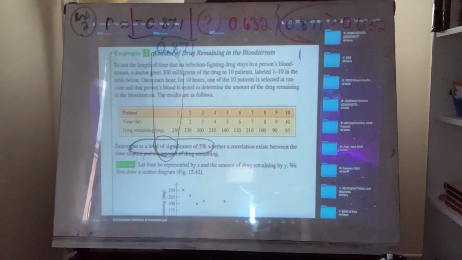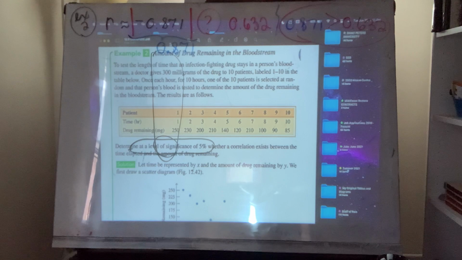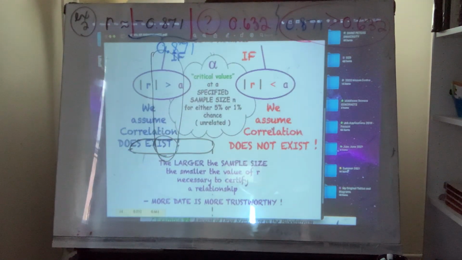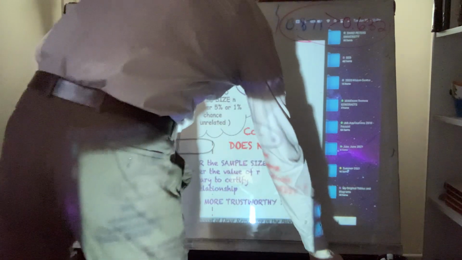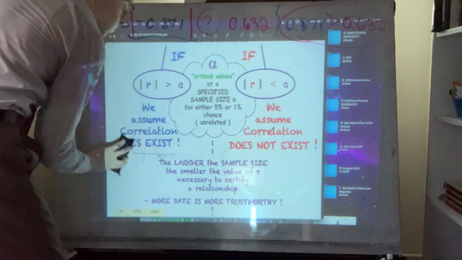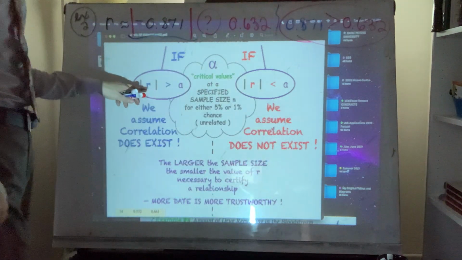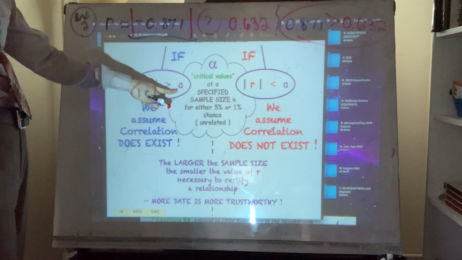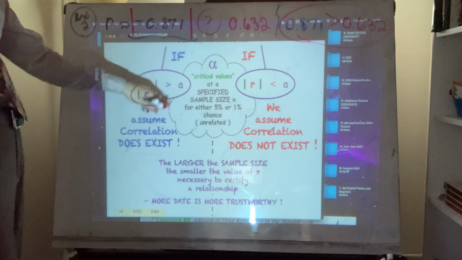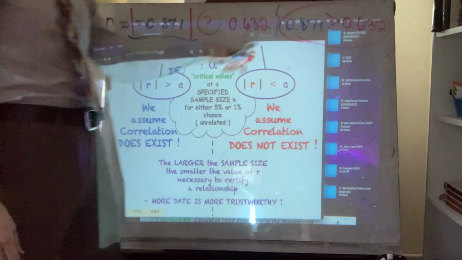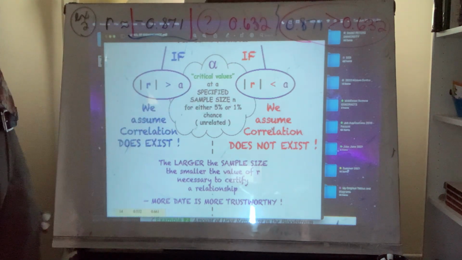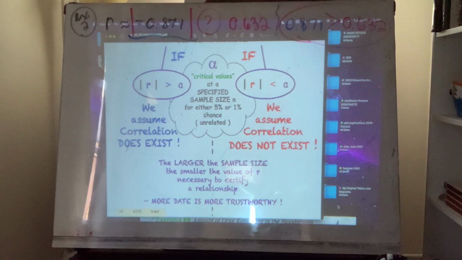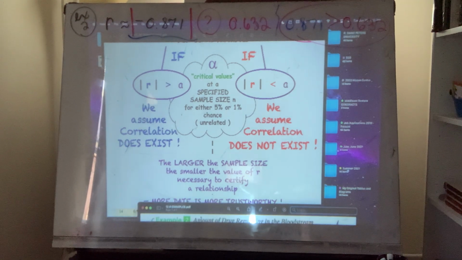I hate to do this, but here's that reference. If the linear correlation coefficient magnitude is greater than the critical value at the level of significance of 5% in this case, because that's what they asked for, and it is indeed greater, then we assume a correlation exists.